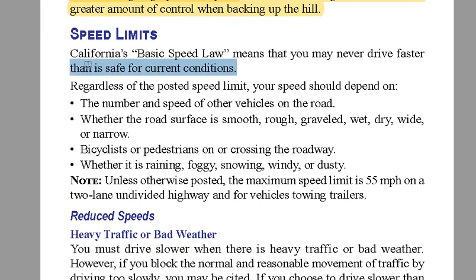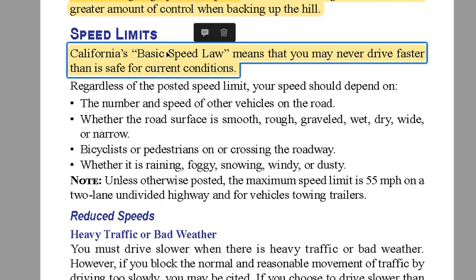All right, so now we're going to move to speed limits. California's basic speed law means that you may never drive faster than is safe for current conditions. So even if it says 65 miles per hour, if it starts snowing, you have to slow down. You have to go at the safest speed. So you're not obligated to stay at that speed limit if the weather changes, believe it or not. And on this one, the word speed is the key word. So speed, that's going to be in your fill-in.